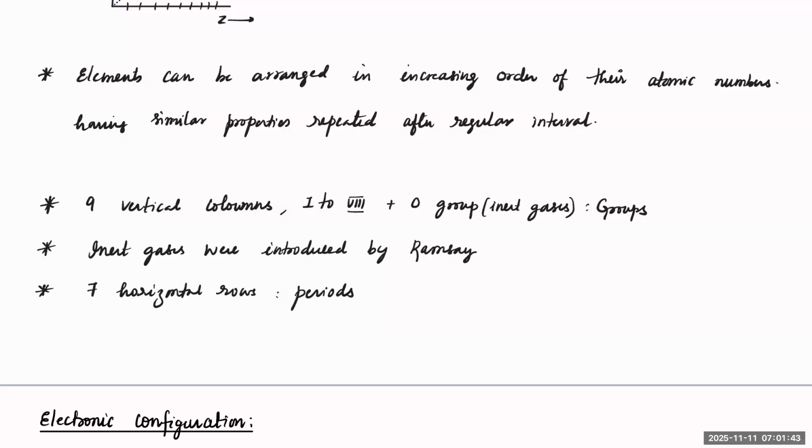Clear? Next, he found that there can be nine vertical columns. 1 to 8 are elements which are regular ones, and another one which is the zero group element. Inert gases were introduced by Ramsay. There are seven horizontal rows, which we call periods. There is not much change in terms of periods, whether it is the Mendeleev periodic table or Moseley's table. Clear? These two are same.